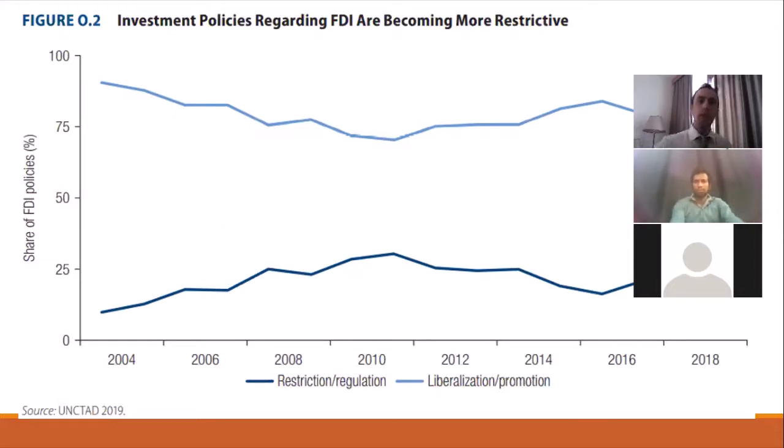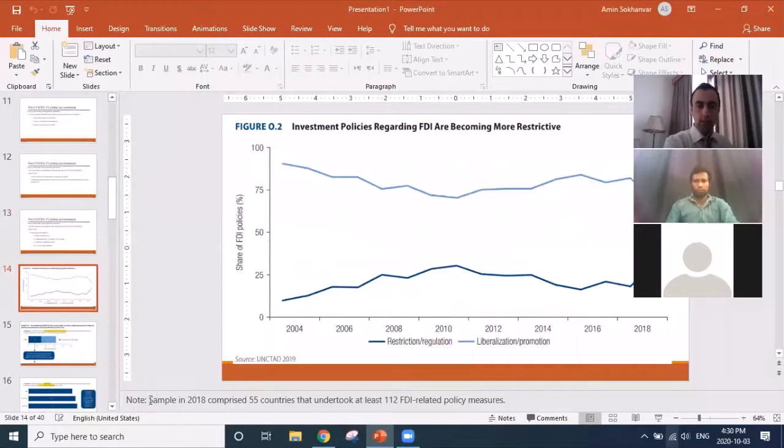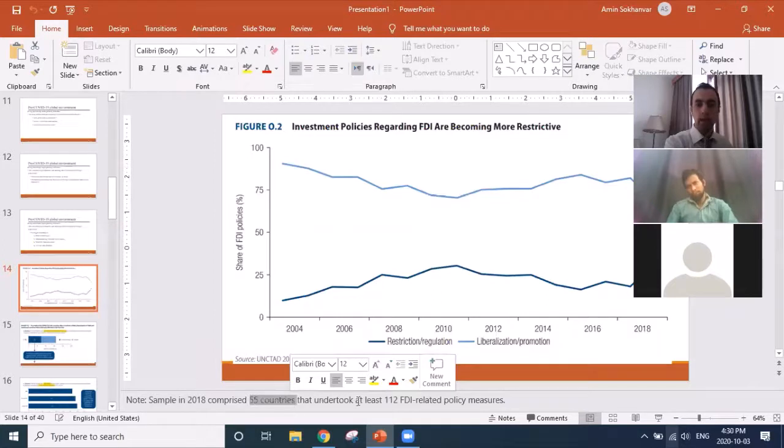This figure shows investment policies regarding FDI. The dark blue is the rules restricting FDI, and the top line shows the rules in favor of FDI inflows. As you can see, after 2016, the restrictive FDI rules have increased, and on the other hand, the FDI rules that are in favor of FDI inflow have decreased. This sample is based on 2018 data, comprised 55 countries that undertook at least 112 FDI-related policy measures.